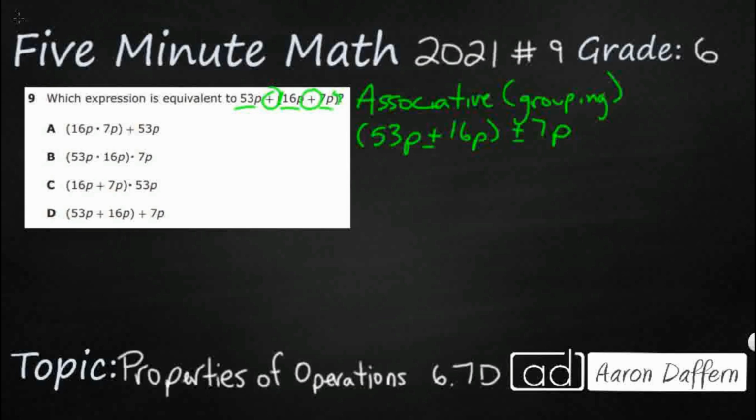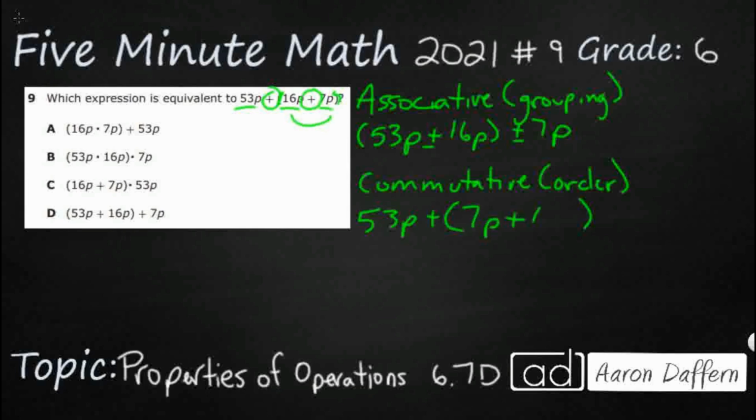If we wanted to use the commutative property, that would be the order property. What that says is that when you're adding or multiplying, once again, you can flip the order. It's not going to make any difference. So if we do the 53p plus, and let's keep that group the same, but we just flip these two, we just do the 7p plus 16p. Wouldn't make much difference because they're both being added together. And then you've got the distributive property, and those are the three big ones.